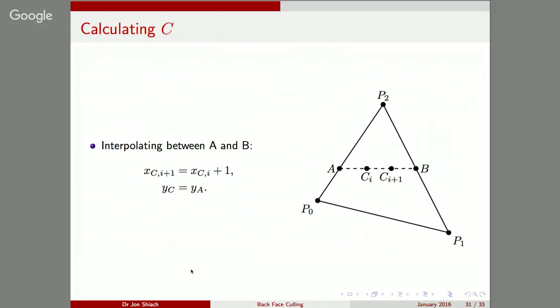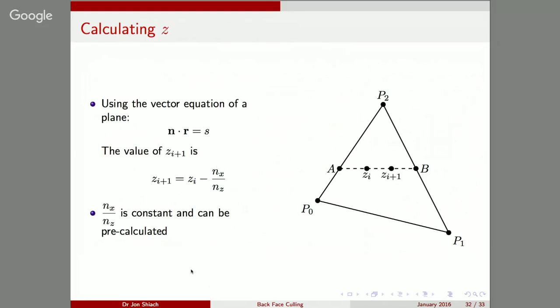Okay, remember we're dealing with pixels. So if you know the information from one pixel, the next pixel to the right is simply your x coordinate of that pixel plus 1. If you know what the x coordinate for that pixel is, you just add 1 to it to get the next one to the right. And the y coordinate is even simpler, because the scan line is a horizontal line. The y coordinate of pixel C is simply equal to y_A.